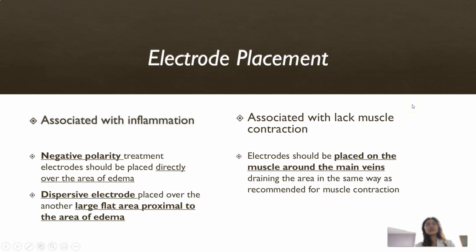And then, electrode placement. If it's associated with inflammation, the negative polarity treatment electrodes should be placed directly over the area of edema. And then the dispersive electrode is placed over another large flat area proximal to the area of edema. Okay, so ibig sabihin, negative polarity ninyo, nandun siya sa edematous area. And then, medyo malayo ng konti yung dispersive electrode.